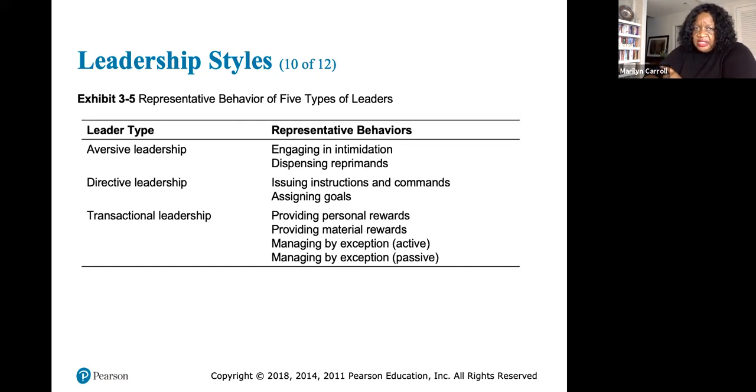So there's representative behavior of 5 types of leaders. There's the aversive leadership, who's engaging in intimidation and dispensing reprimands. This is a bad, aversive leadership. Engaging in intimidation and dispensing reprimands. That's not the right type of leadership. And then there's directive leadership, a person who issues instructions and commands and assigns goals. And then we have transactional leadership, which is providing personal rewards, providing material rewards, managing by exception, active, and managing by exception, passive. So both ways.